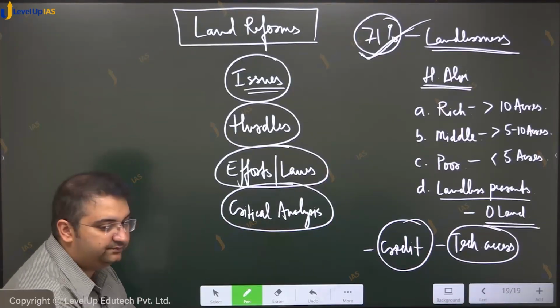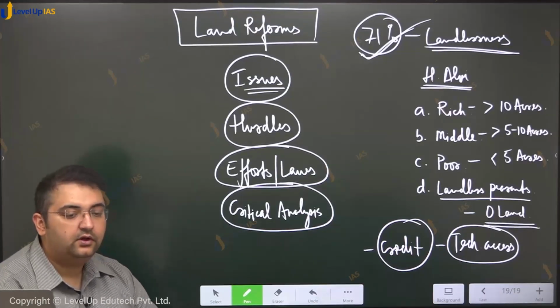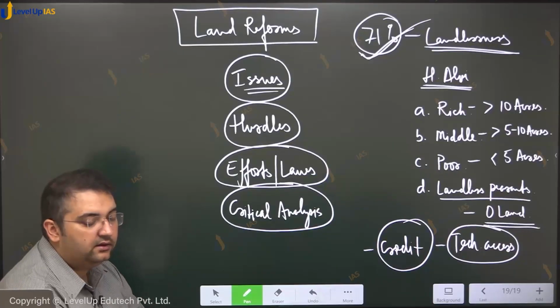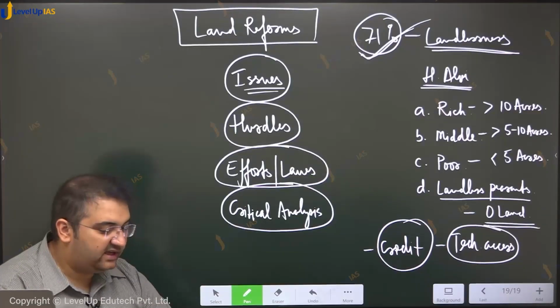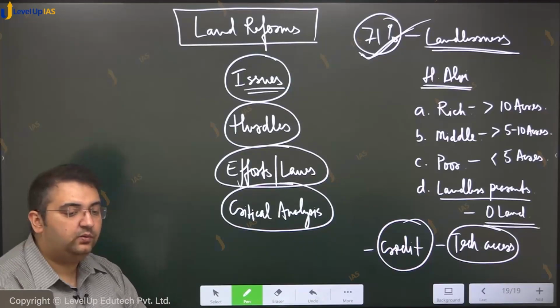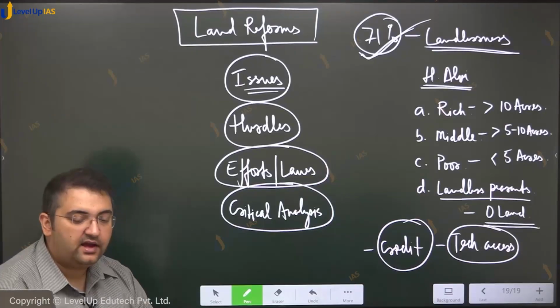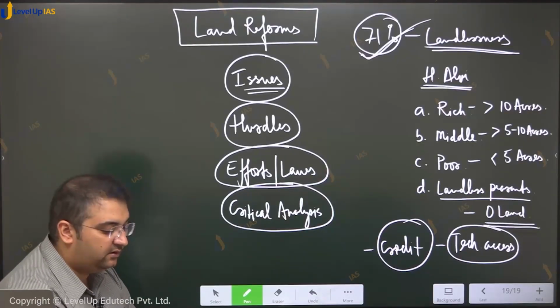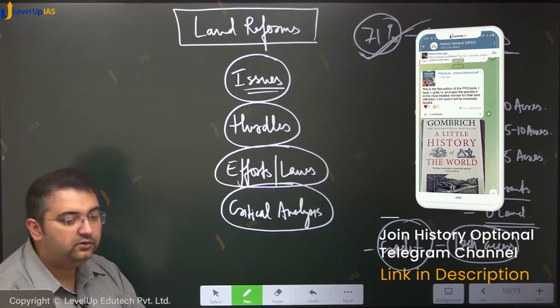Next sub point, write. As a result, the rate of agricultural growth was stagnant at roughly 0 to 0.5%.